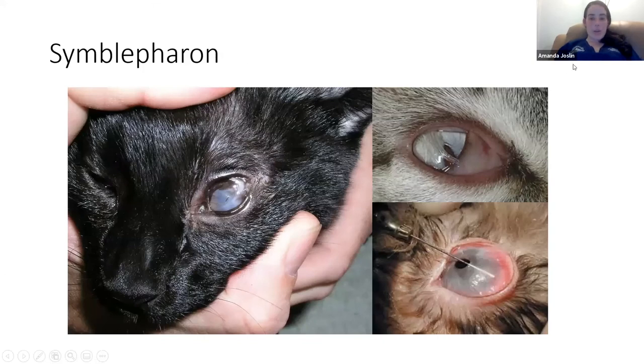Symblepharon, so this is just to show you some cool pictures. It's abnormal conjunctival adhesions around the eye. So the conjunctiva got adhered where it shouldn't be, causing sometimes restriction to the eye. The third eyelid might be stuck up. The eyelids might be stuck together. In one case, it's just kind of centripetally around the entire eye.